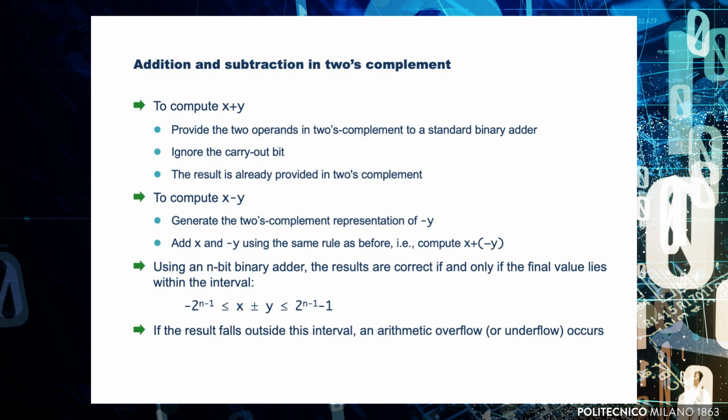When performing a subtraction like x minus y, we rely on the identity x minus y equals x plus (minus y). So the only difference is that we compute the opposite of y before using it as second operand. Since this is an operation on n bits, the result is correct if and only if it lies within the range from -2^(n-1) to 2^(n-1) - 1. If the result falls outside this range, we encounter arithmetic overflow or underflow.